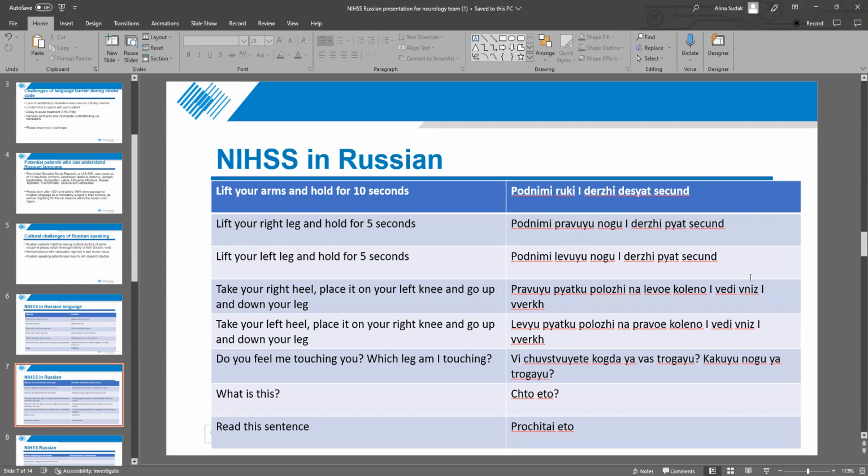Me again? Who wants to? Yes, you again then. Okay. Подними правую ногу и держи 5 секунд. Very nice. Very nice, Ben.